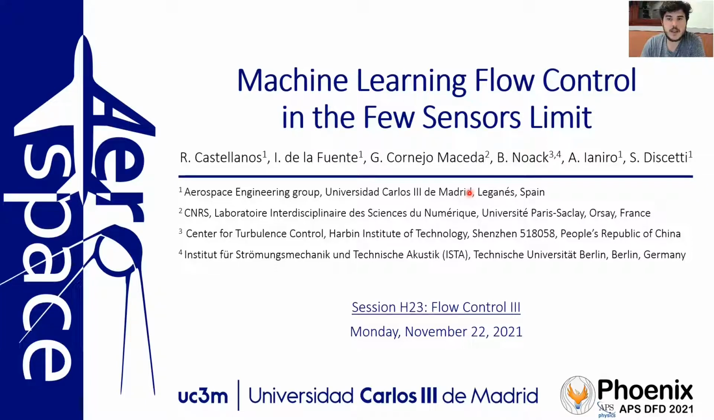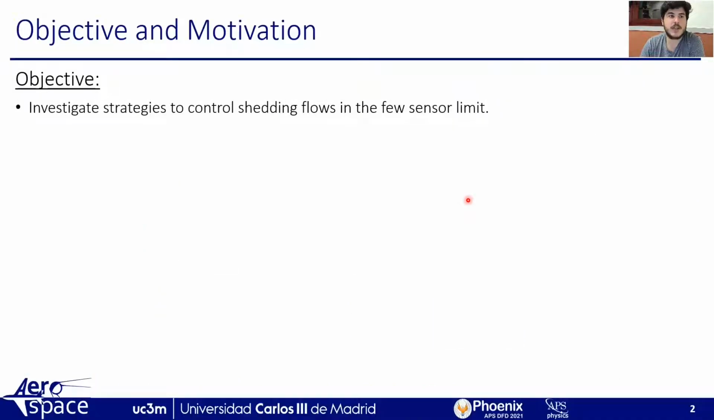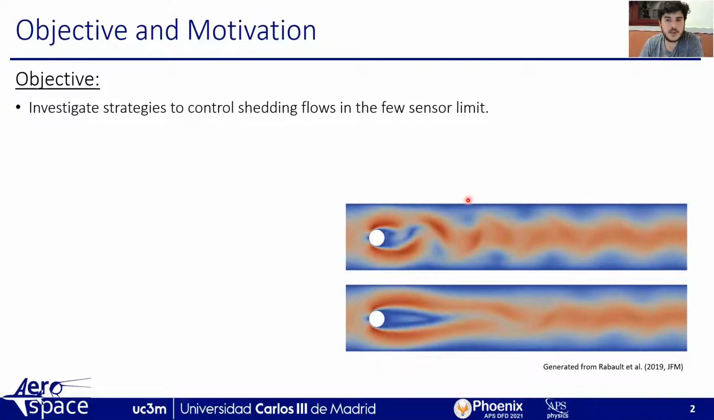So to start with this presentation, let me start with the objective of the work itself, which is to investigate strategies to control shedding flows in the few sensor limit. In particular, we will focus on the conventional cylinder flow. And here the keyword is the few sensor limit, which is the main motivation of our study.